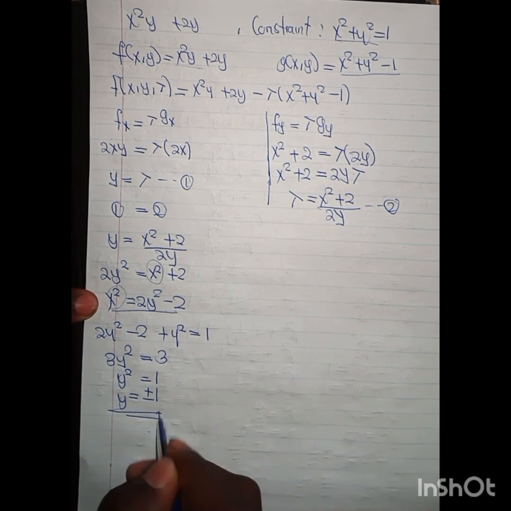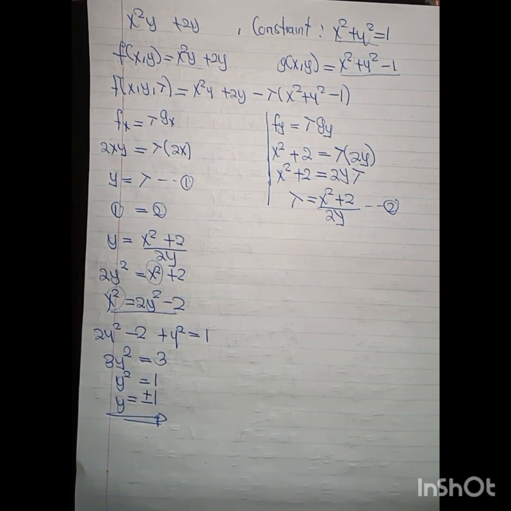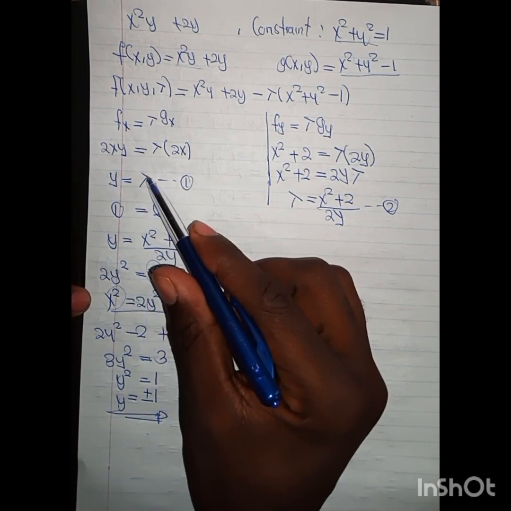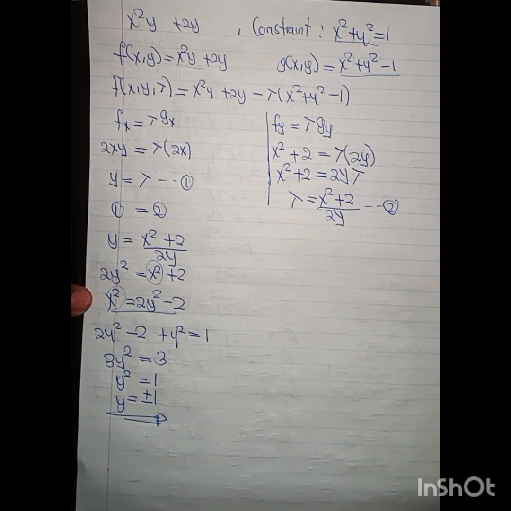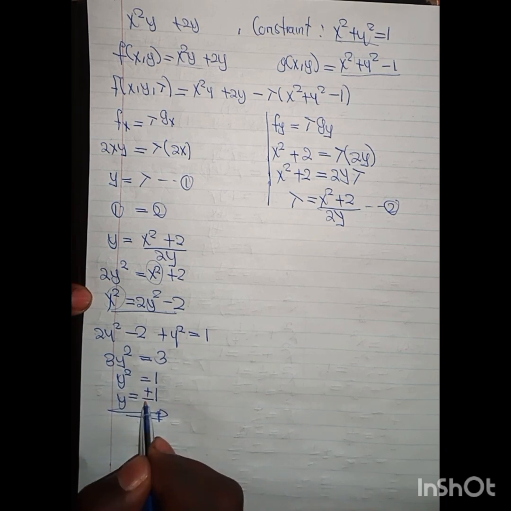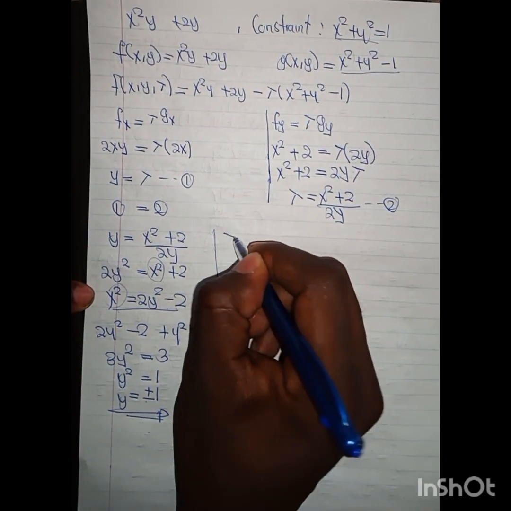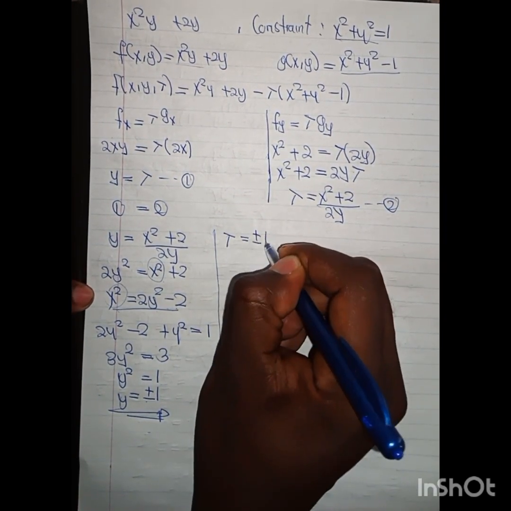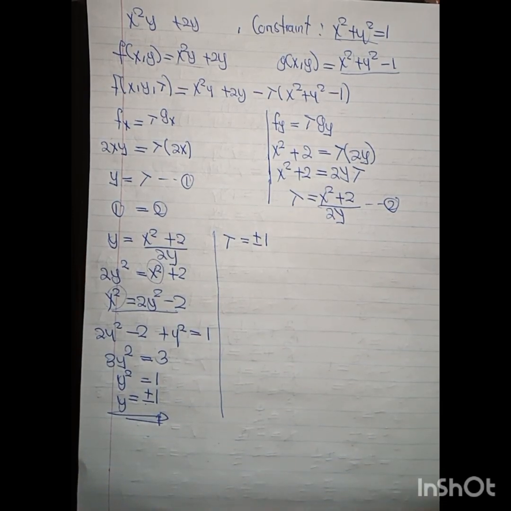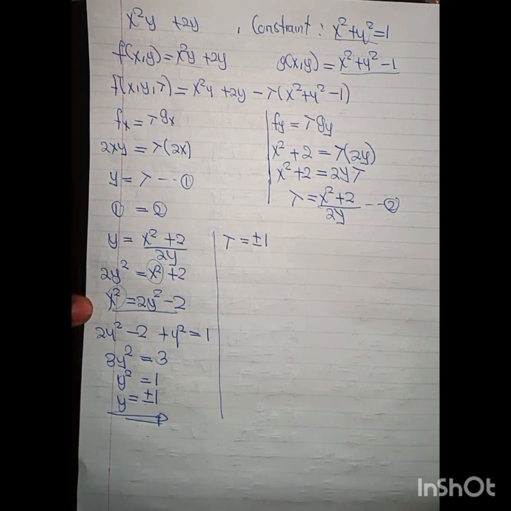Now we have found the values of y. We can try to look for an equation that will help us find the values of x and lambda. When we check equation 1, we've said that y is equal to lambda directly from equation 1. It means this equation can help us find the values of lambda. So since y equals plus or minus 1 and y equals lambda, lambda must also be equal to plus or minus 1. Now we have the value of y and the value of lambda. So let us now try to find the values of x.